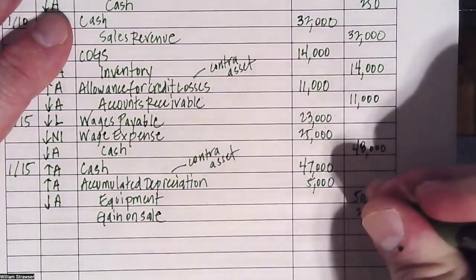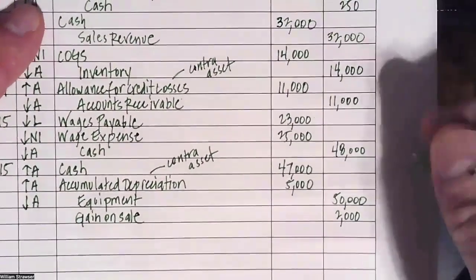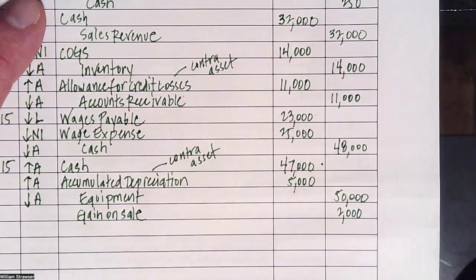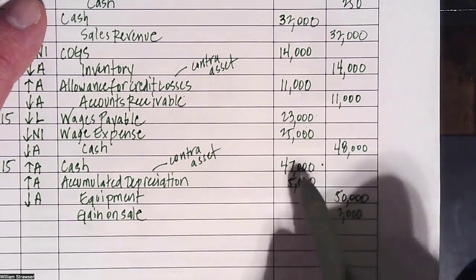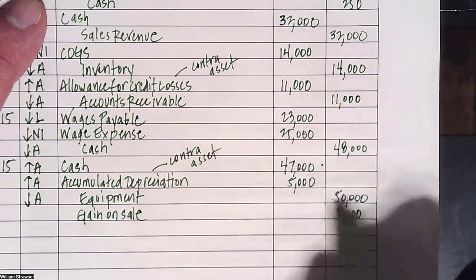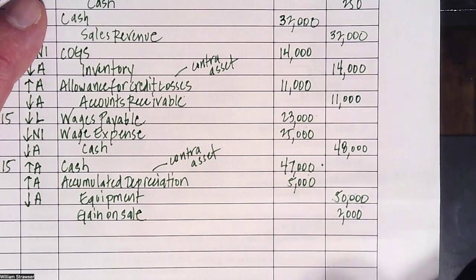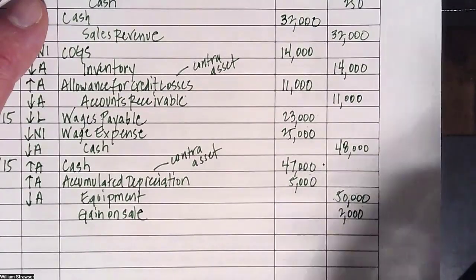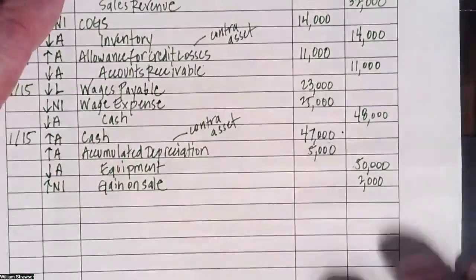The way you can think about this is I received $47,000 of assets. In order to receive that $47,000 of assets, I had to give up an asset with a net value of 50 minus 5. So that's 45. So in order to get $47,000 of assets, I gave up assets with a net worth of 45,000 on my books. Therefore, I have a gain because I received 2,000 more assets than I gave up. The gain increases net income. It is a net income account.